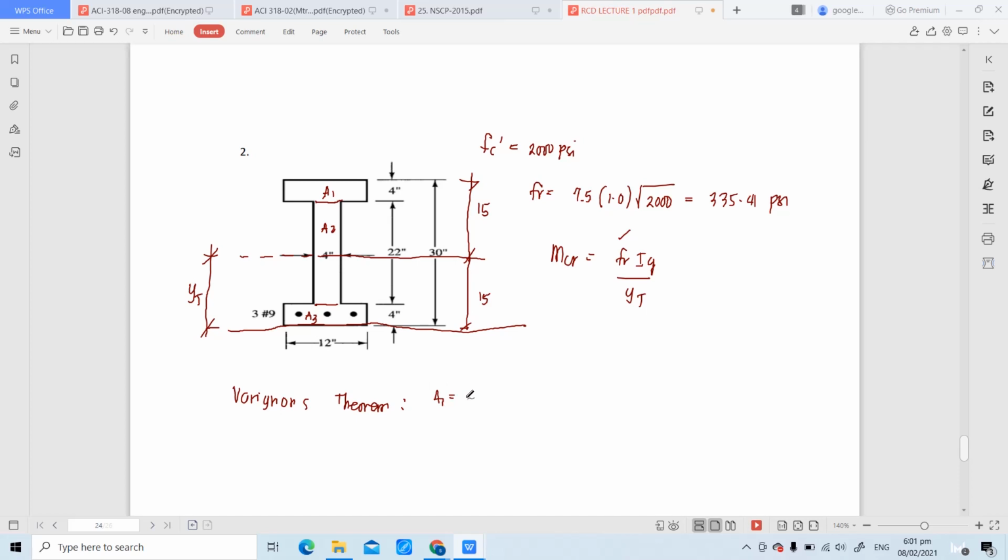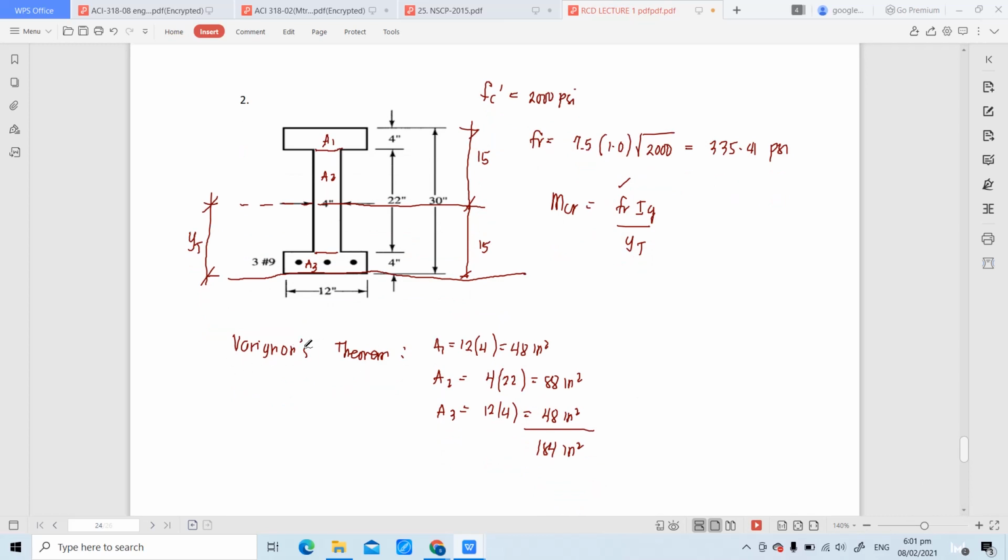A1 is base times height, a base of 12, a height of 4. That is 48 square inches. Area 2 is rectangular din. Area nung web part, a base of 4, a height of 22. So that is 88 square inches. A3 is rectangular ulit, base times height, 12 times 4, 48 square inches. So, area total ay 184 square inches. Tama ba yun? Opo, sir. Okay, so using Varignon's theorem, area total, multiplied by yung location niya with respect sa axis na to, location ng centroid niya, that is A1 Y1 plus A2 Y2 plus A3 Y3. Anong area total natin? 184 multiplied by y of t.